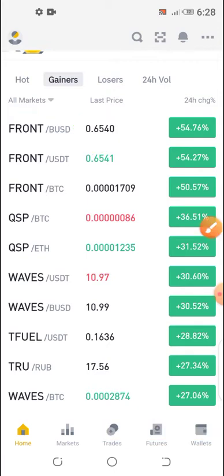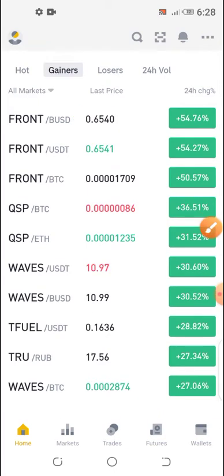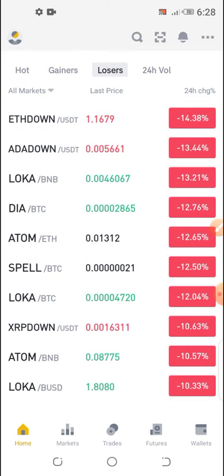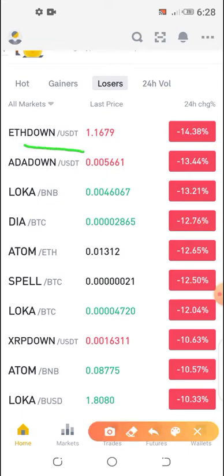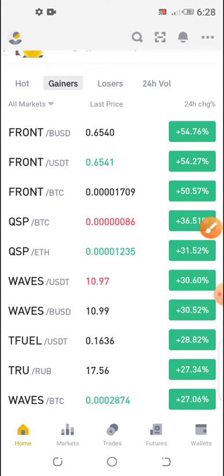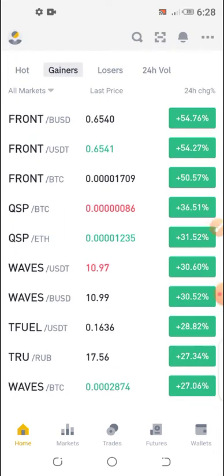If you want to look at the losers, and this is for the top 10 gainers percentage wise, you can go to losers, top 10. Binance has well over 1,000 cryptocurrencies being traded, and so different pairs. Like here now, you can see ETH down with USDT, local with BNB, and so on and so forth. Atom with ETH. If you go to the top gainers now, same thing, you're going to see different pairs.